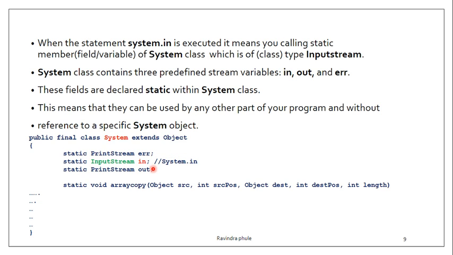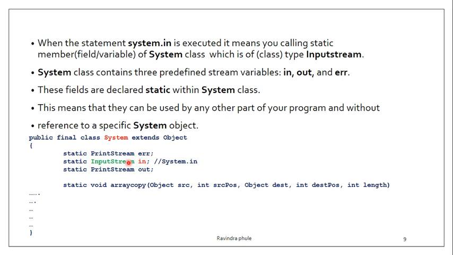So standard output is what? The console. Standard input is what? Our keyboard. And standard error is nothing but the console again. Any error will be displayed on the console. Any input will be taken only from the keyboard, and any output to be displayed will be displayed only on the console. So these are the defaults.